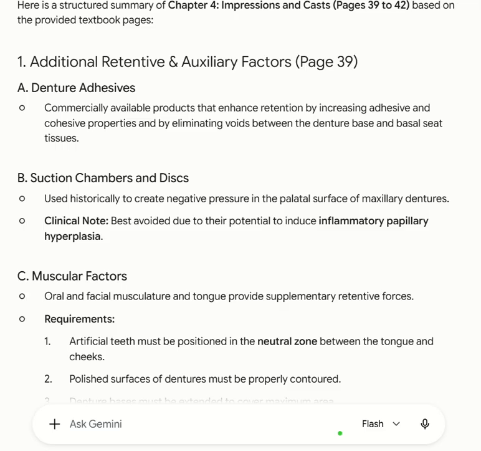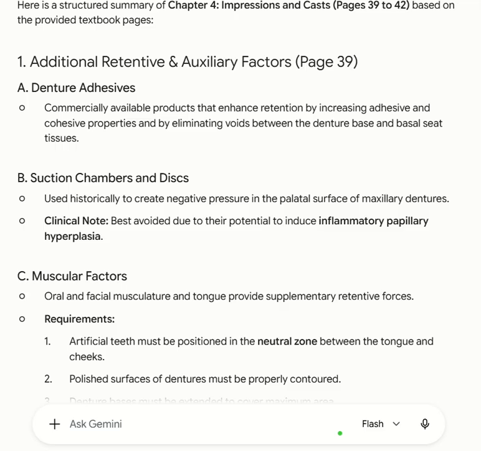B. Suction chambers and discs. Used historically to create negative pressure in the palatal surface of maxillary dentures. Clinical note: best avoided due to their potential to induce inflammatory papillary hyperplasia. C. Muscular factors. Oral and facial musculature and tongue provide supplementary retentive forces. Requirements: artificial teeth must be positioned in the neutral zone between the tongue and cheeks.